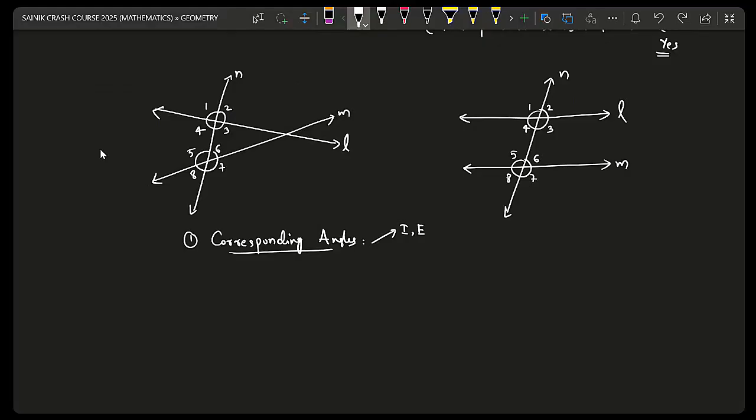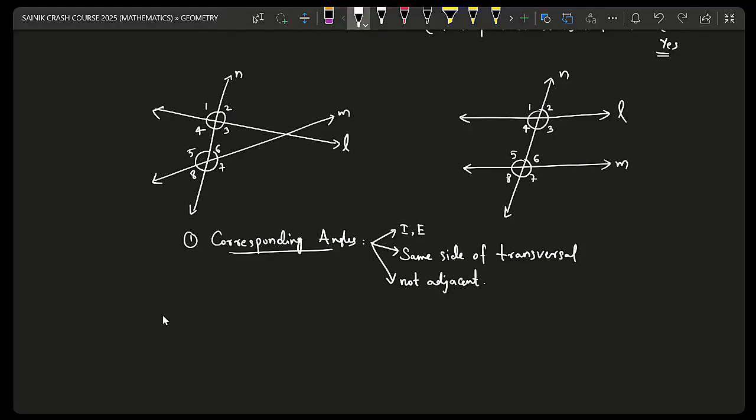So the first condition for corresponding angles is one should be interior, one should be exterior. The second condition is they should lie on the same side of the transversal. And the third condition is they should not be adjacent angles. If any 2 angles satisfy these three conditions, we call them corresponding angles.